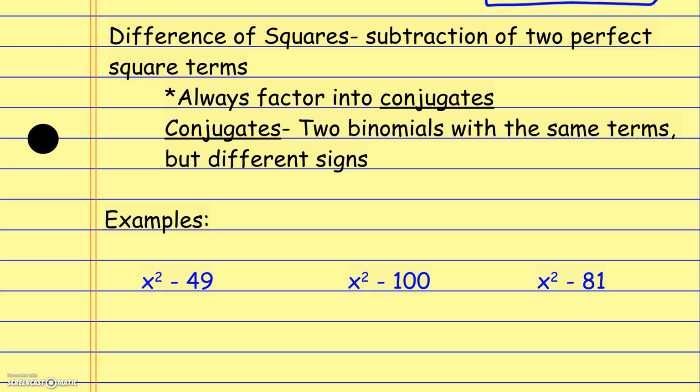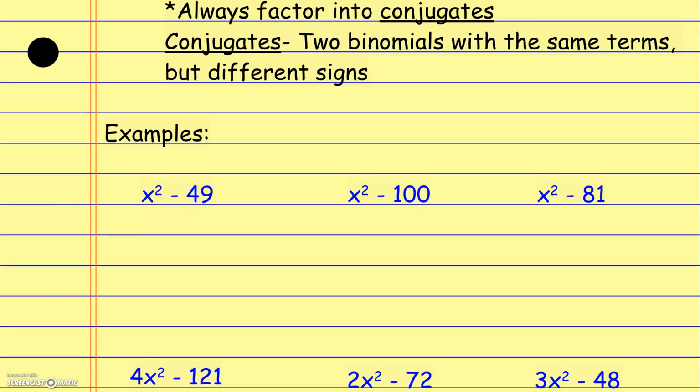All right? It means it's going to factor into one binomial and another binomial that are exactly the same, but one's a plus, one's a minus. Okay? For example, when I look at something like this, again, I have perfect square numbers here. X squared is a perfect square, 49 is a perfect square, and I'm subtracting, so I have a difference of squares. So when this factors, it factors into conjugates. One of them is going to be a plus, and one of them is going to be a minus.